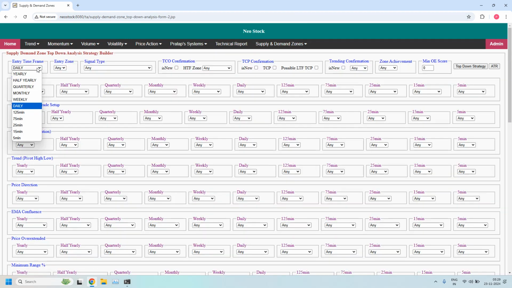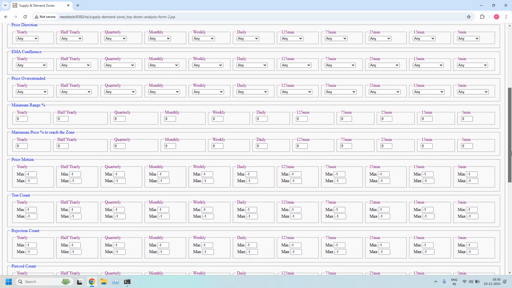Let's start with monthly time frame. Let's start with monthly income trade. Bullish trade setup. Entry time frame is daily. Entry zone is a demand zone. And in bullish or bearish trade setup, at entry time frame daily, we need to select bullish. And these daily demand zones should not be pierced.